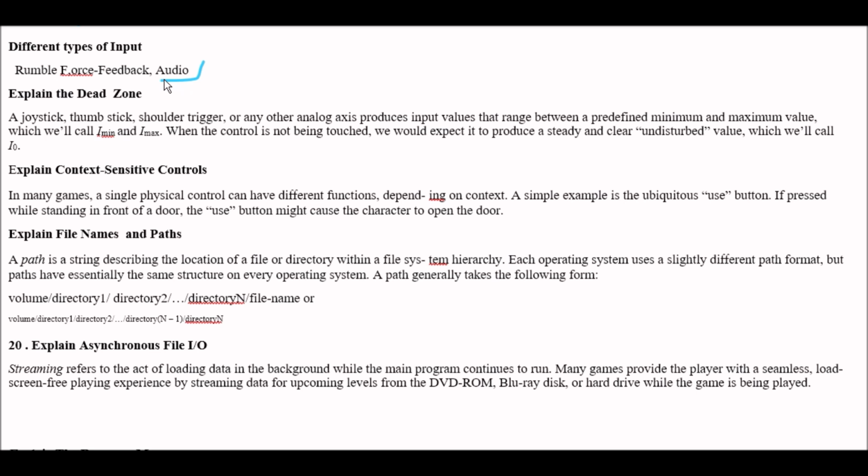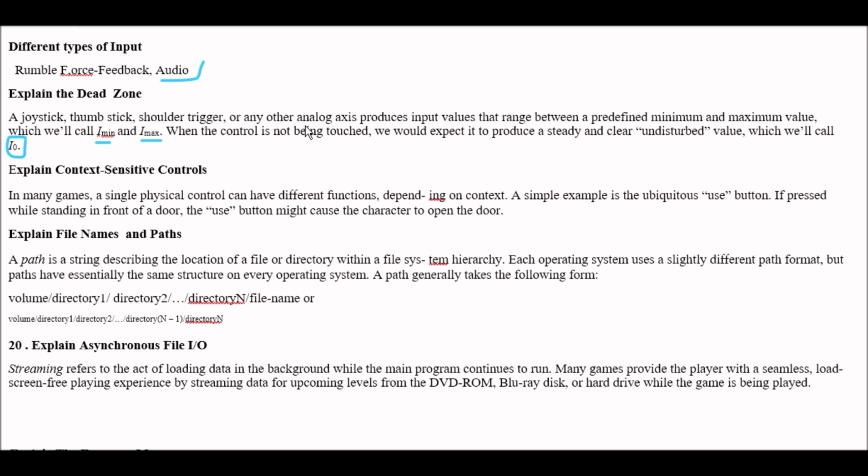Next question. Explain the dead zone. Answer: a joystick, thumbstick, shoulder trigger or any other analog axis produces input values that range between a predefined minimum and maximum value, which we will call I minimum and I maximum. When the control is not being touched, we would expect it to produce a steady and clear undisturbed value, which we will call I naught.